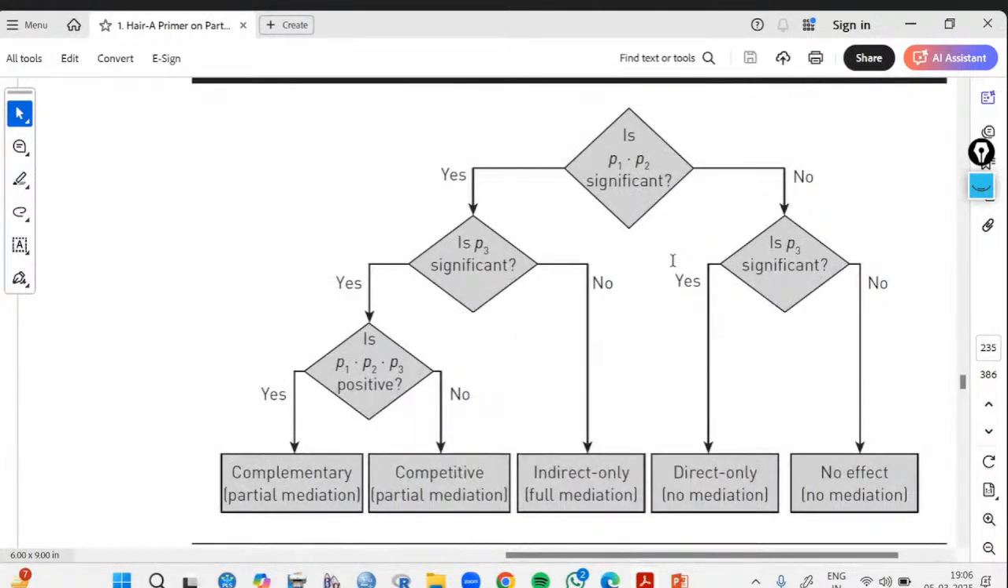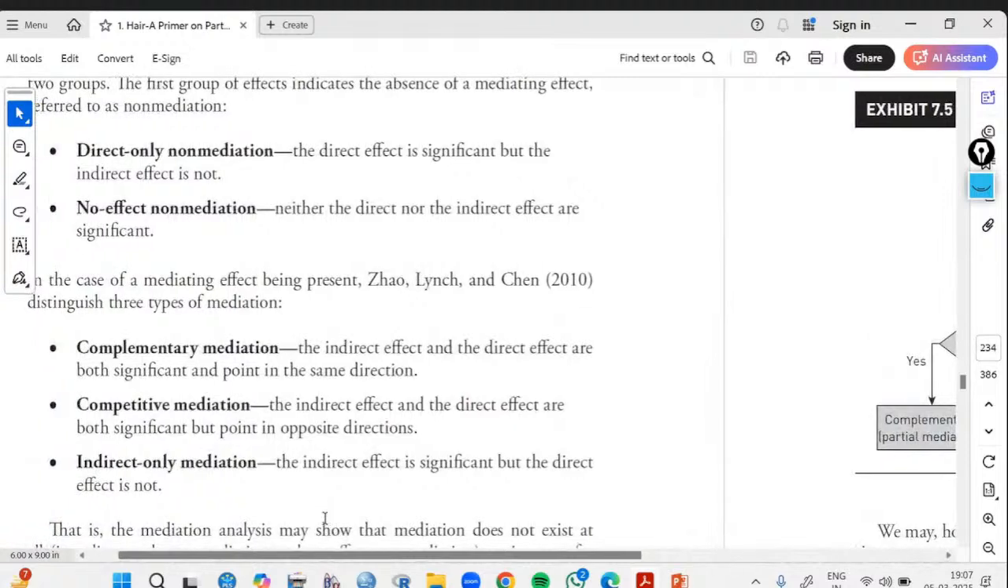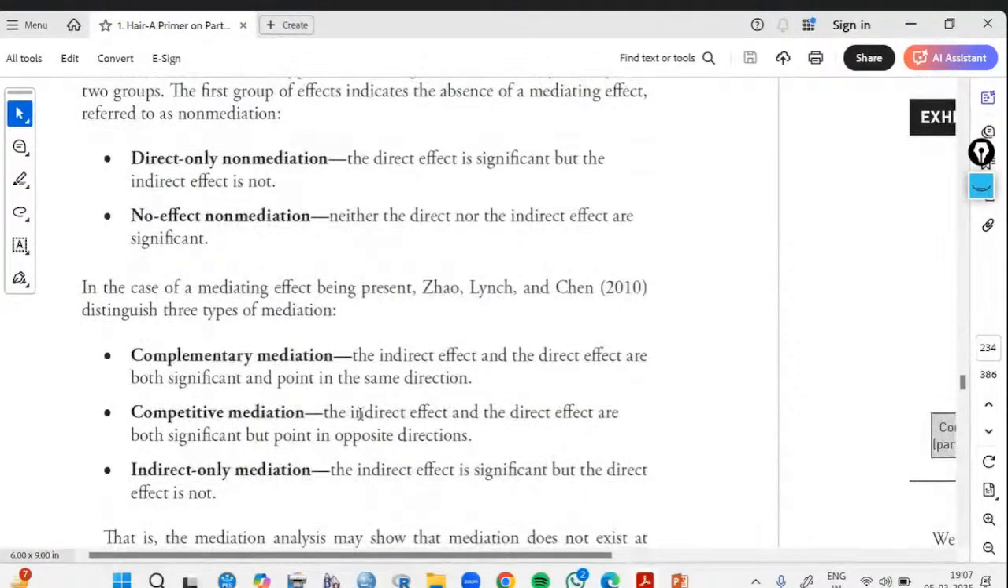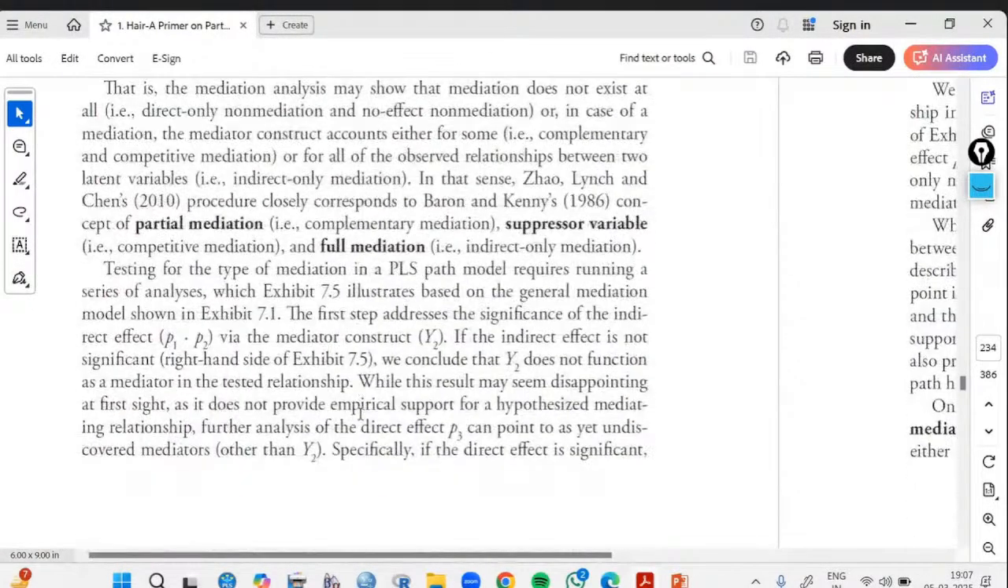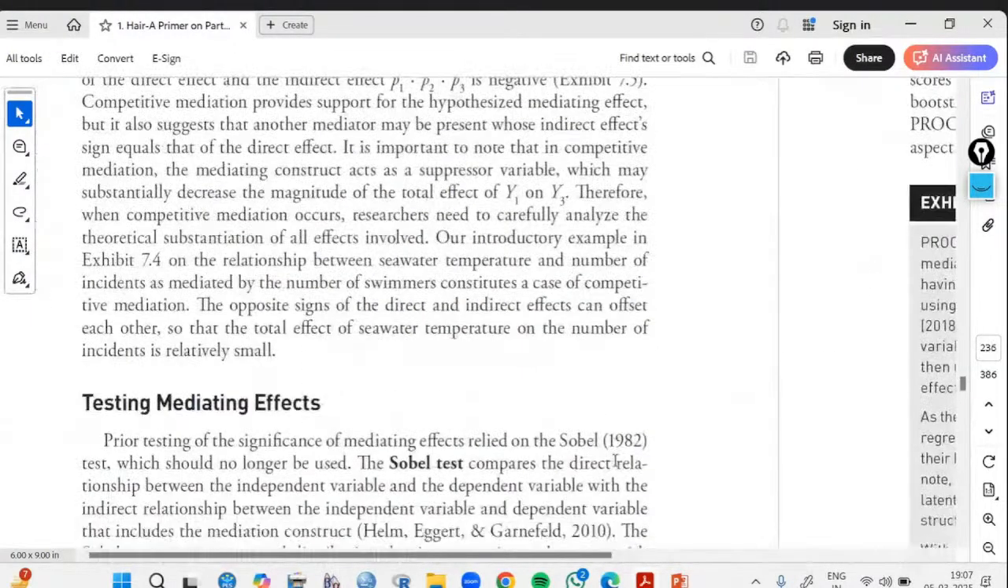So Zhao et al.: first of all, we will check whether the indirect effect is significant or not. If the indirect effect is not significant, no mediation. If the indirect effect is significant, then there are three types of mediation: complementary, competitive, and indirect-only. So look at this, this is the Zhao et al. example. You can see there are 5 conditions, we have discussed all 5 conditions. For more detail we can read this book, it has the same example.